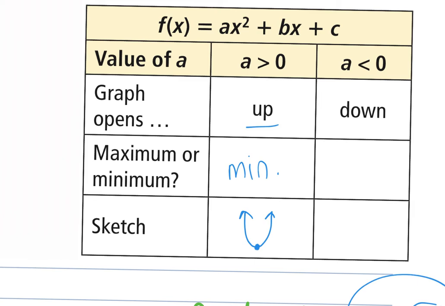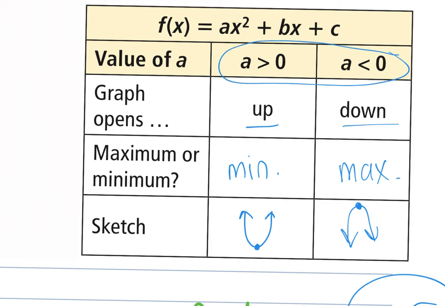MIN for minimum. If it opens down, that's when A is less than 0, or negative. If it opens down, would it have a minimum or a maximum? A maximum. Do you guys see that? So put a max, okay? And that all depends on what value? Your A value, okay? If your A is positive, it's going to open up. If your A is negative, it's going to open down. Cool beans? All right.